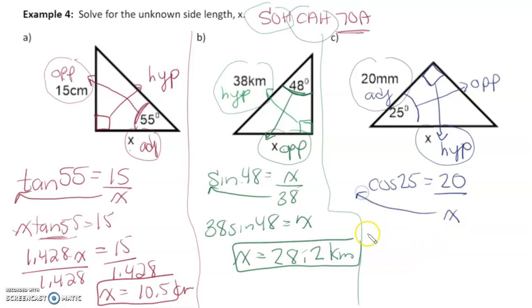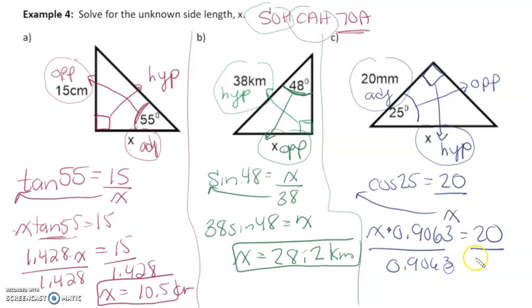Okay, cross multiply this x up. If you want to put cos 25 in your calculator, you're going to get 0.9063. And now we can divide both sides by 0.9063. And we get x equals 22 millimeters.